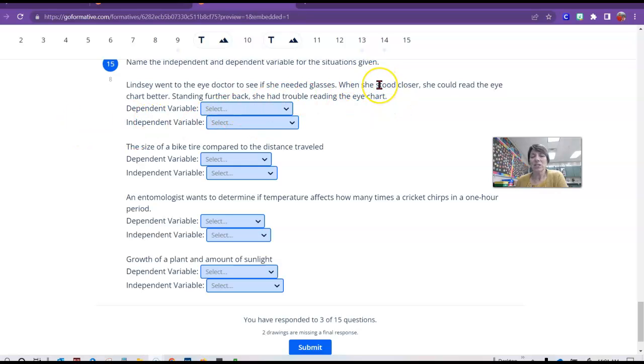So the distance she is away from the chart is our independent variable, and how well she can read is our dependent variable. So distance from chart is my independent, and ability to read the chart is my dependent variable. The distance from the chart causes me to be able to read the chart either better or worse. All right? Okay, so that's independent, dependent there.